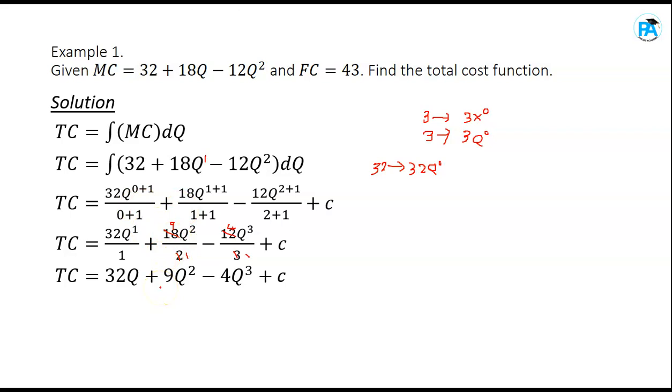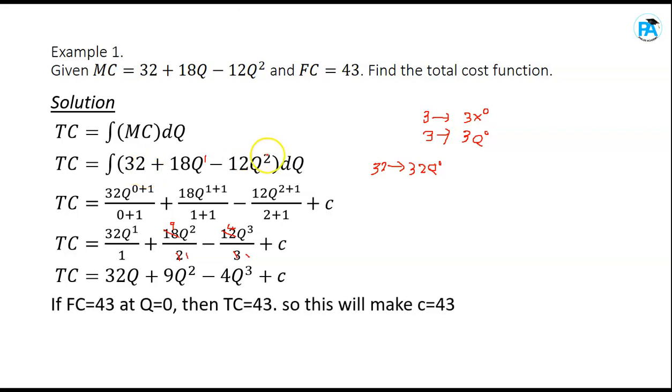Okay, so provided you know that when you integrate a constant, let's say when you integrate 32, you should get 32q. Okay, so let's proceed.